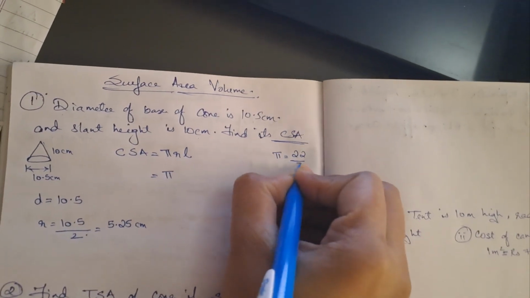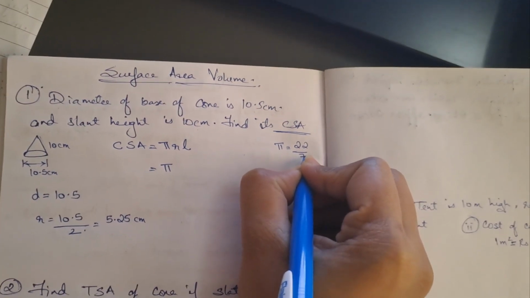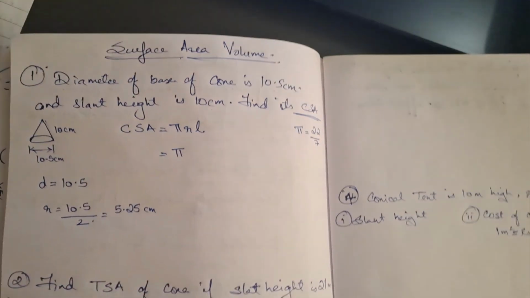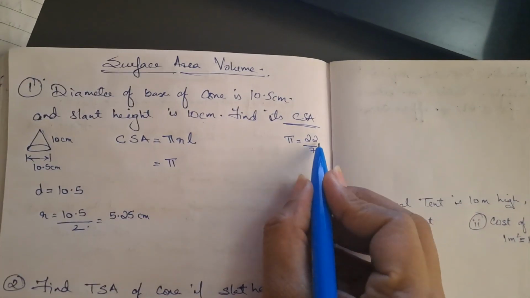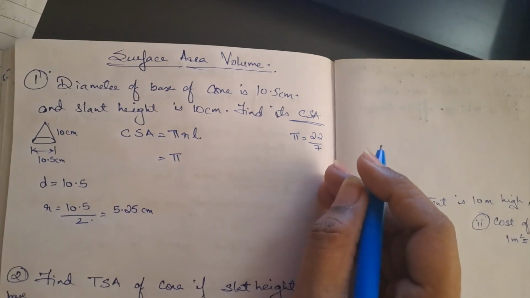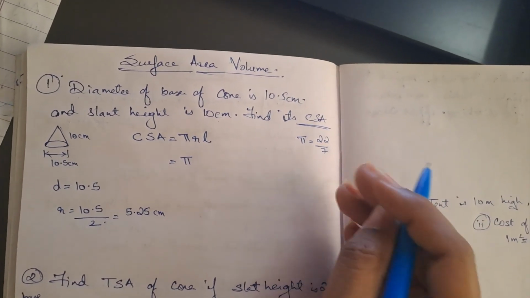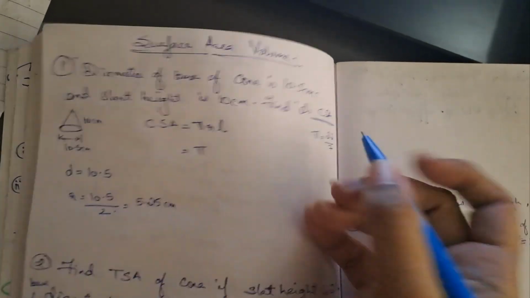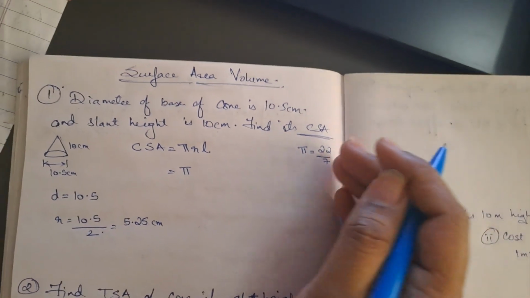Whatever value is given, you are supposed to take it. And I want you to ask your teacher in the examination which value we are supposed to take. Most of the time, if you take 22 by 7, it will be easy for you to calculate. If you take 3.147, it becomes quite difficult to solve. So I would request you to ask your teacher what we are supposed to take if the pi value is not given.